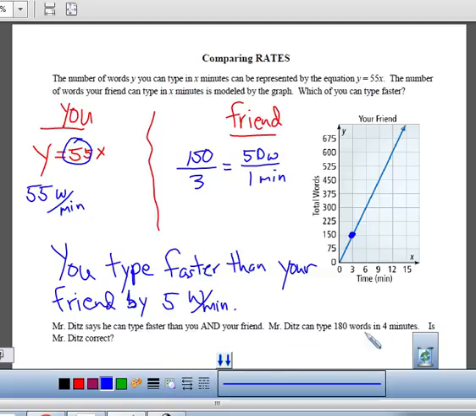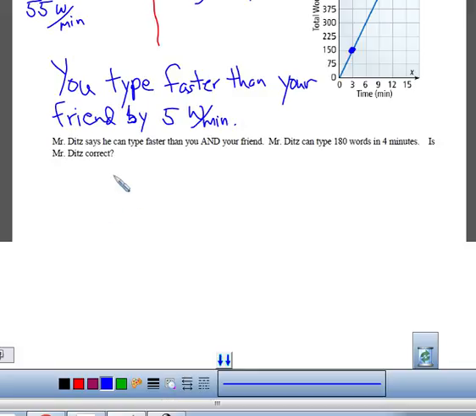Mr. Dietz can type 180 words in 4 minutes. Is Mr. Dietz correct? Let's see. I will offer you a chance to earn some points on your scoreboard. You're going to try this one on your own. Find the rate for Mr. Dietz, and then compare it to you and your friend. And then for every different strategy that I get, I will give you another point on your scoreboard. No more than 5 points are allowed to be earned.